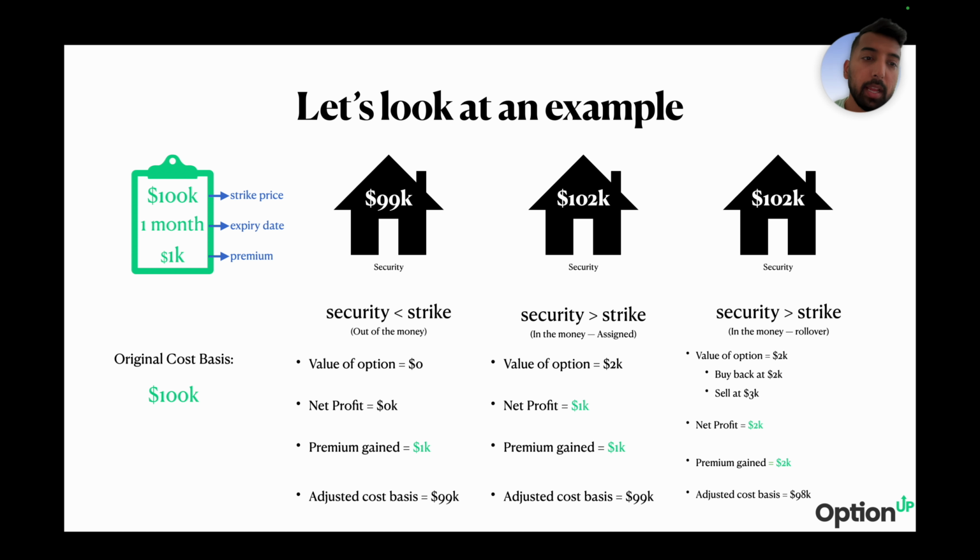When I do that, I will be able to collect another $1,000 in premium. And now my adjusted cost basis is $98,000, so my total profit so far is $2,000. And I can keep doing this week after week. If I don't want to sell the house, I can keep rolling it over, keep collecting premium until I am ready to part ways with the house. Now, there are some risks associated with that strategy, but we can talk about that at a later time. I don't want to confuse you. At a basic level, this is how it works.